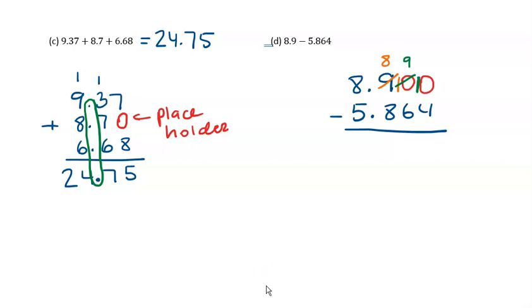10 minus 4 is 6, 9 minus 6 is 3, 8 minus 8, 0, 8 minus 5 is 3. I am aligning decimal points. It means that in the answer, decimal point will be right here. So the answer is 3.036. That's how we add and subtract decimal numbers. We stack them and align decimal points.